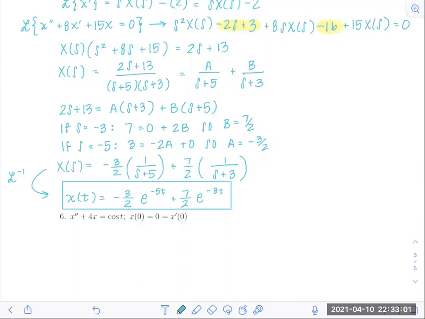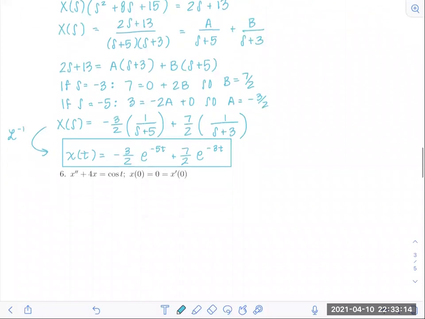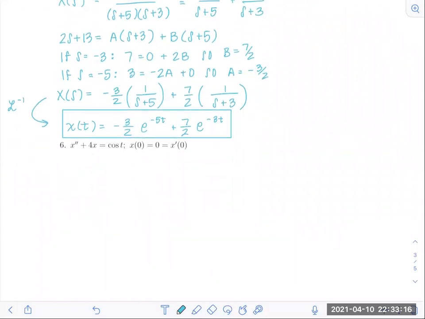All right, I'd like to do one more example in this video, and that will conclude part 1 of this section, and then I'll handle the last 2 pages in a subsequent video. So let's take a look at problem 6. One noticeable difference here in this problem is that we have a cosine t function. And so we're going to have to incorporate that when we take the Laplace transform of both sides.